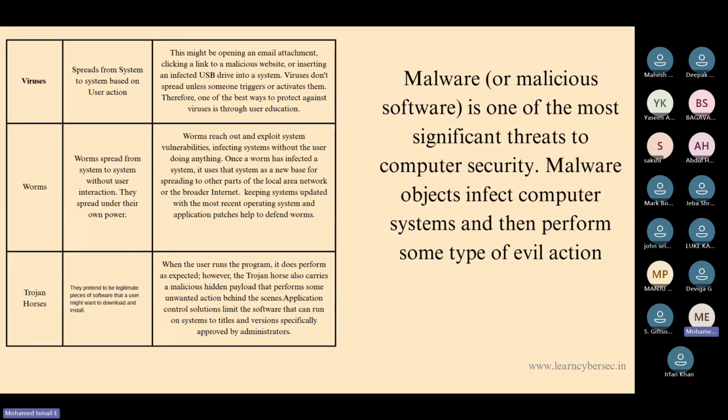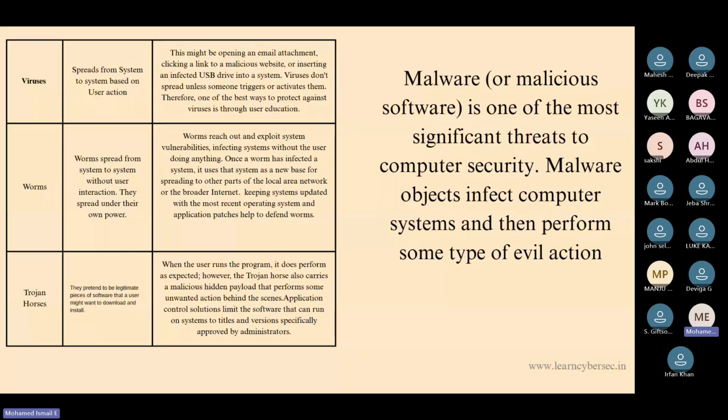Next, worms. Worms spread from one system to another system without any user interaction. They spread under their own power. Take an example, a university or college lab, maybe 50 systems interconnected. If one guy inserts a worm, all 50 computers get infected. For all 50 computers, the administrator needs to reinstall the OS or run into some trouble. Okay. So worms don't require any user input.